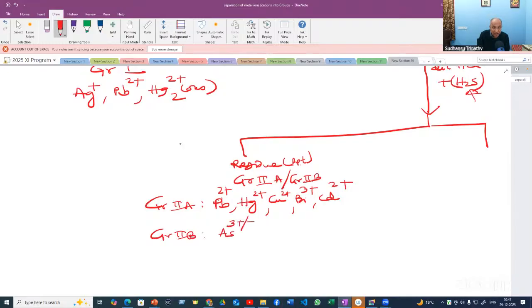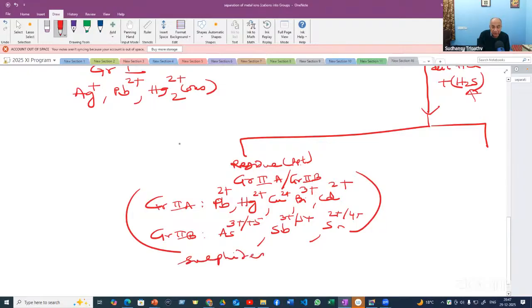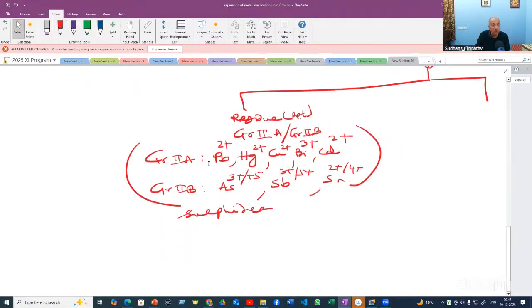Arsenous or arsenic, antimonous or antimonic, stannous or stannic. So all will appear as sulfide precipitate. I'll tell you the color. Color is very important. I'll tell you next time that lead sulfide, mercury sulfide, copper sulfide, bismuth sulfide are all black. Cadmium sulfide is yellow, while arsenic sulfide is yellow. Antimony sulfide is orange. Tin sulfide is gray or black. And then the solution, that filtrate, remains for the other groups.